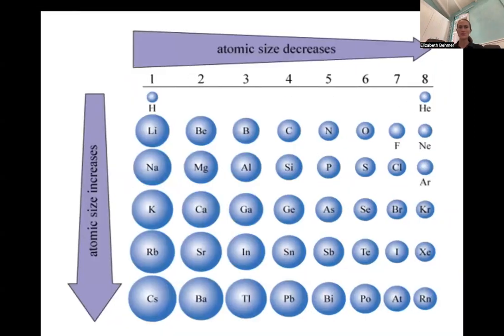So you can see here, in general, this is something you want to learn and be aware of. The atomic size or atomic radius decreases moving across the period, across the row, but the atomic size increases when you move down the group, when you move down the column.